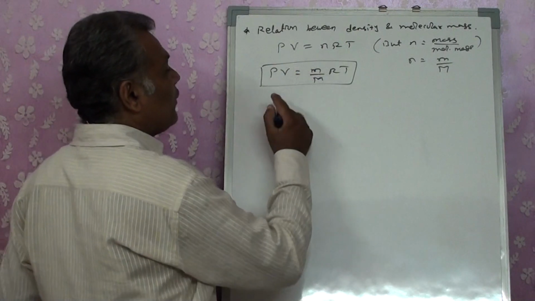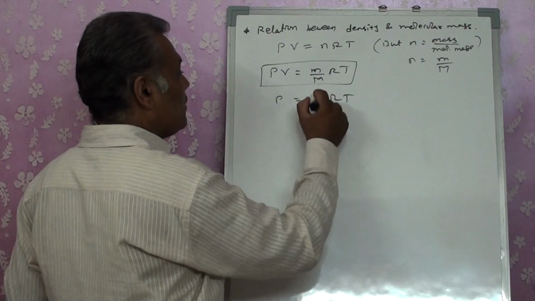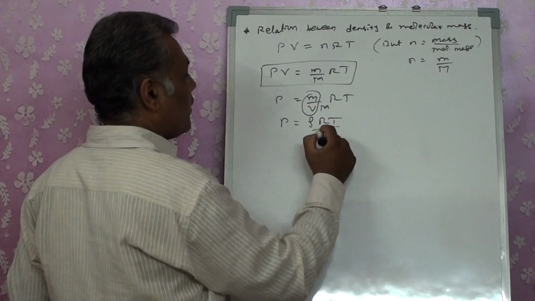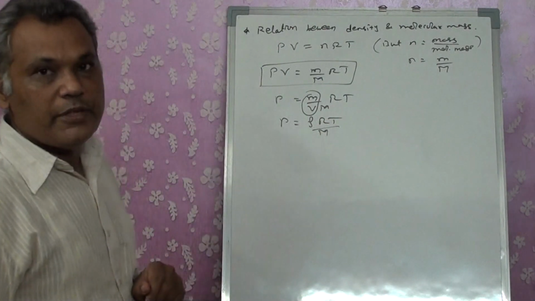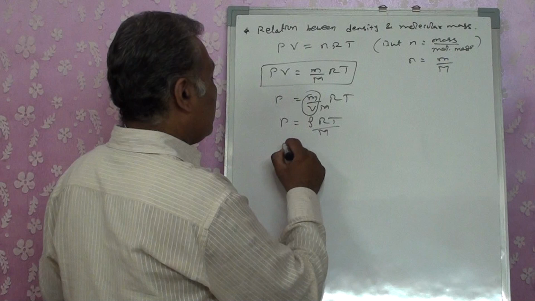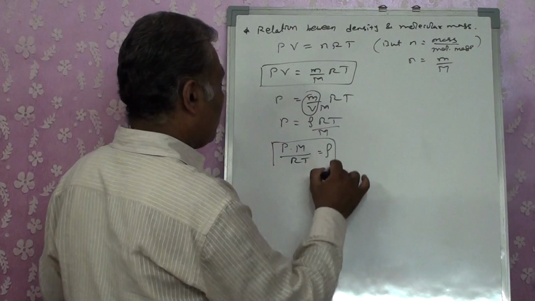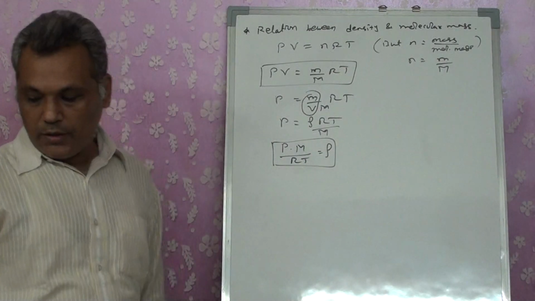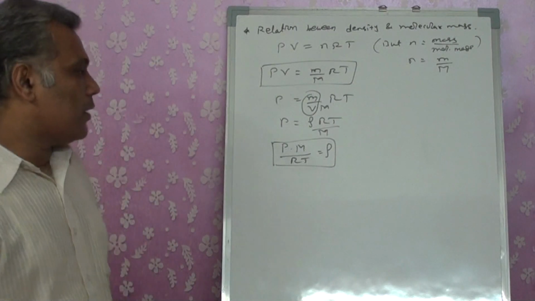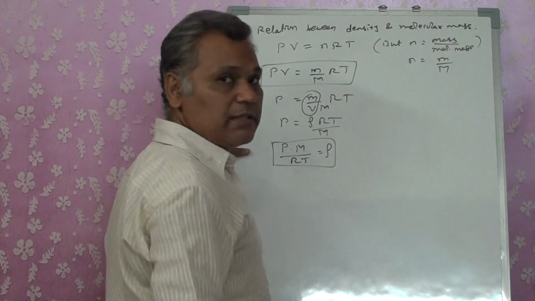But now we will substitute the value over here. So P is equals to m by V into RT, and m by V is density rho, so P is equals to rho RT by M. Taking M to the other side, we get P into M by RT equals rho. If I want to calculate the density of any given compound, we can calculate it as P into M by RT. Thus we made density the subject.